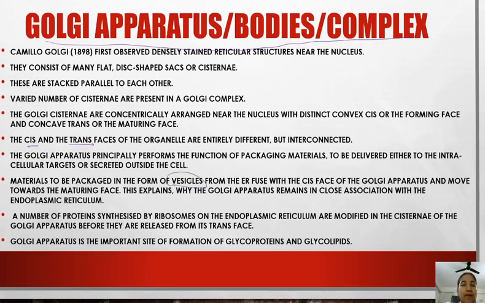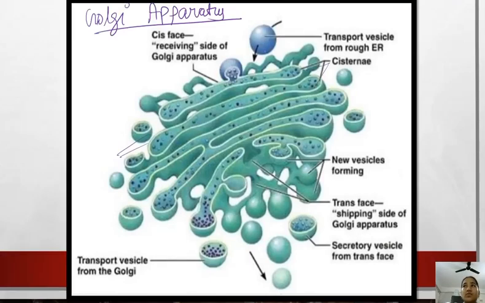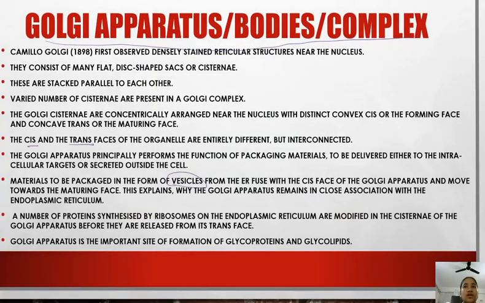As I told you, they pack them in the form of vesicles. I hope you can notice this is the vesicle. They are transport vesicles from the Golgi. This explains why the Golgi apparatus remains in close association with the endoplasmic reticulum. A number of proteins synthesized by ribosomes on the endoplasmic reticulum are modified in the cisternae of the Golgi apparatus before they are released from its trans face. The Golgi apparatus is an important site of formation of glycoproteins and glycolipids.